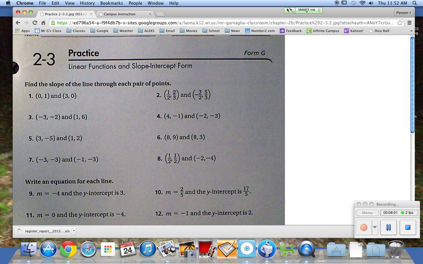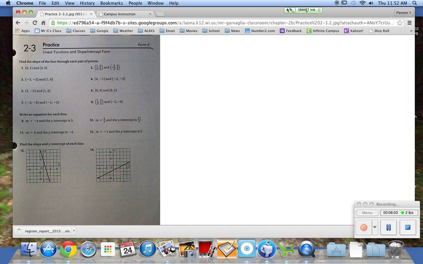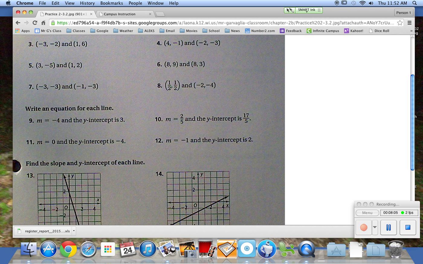We have 2 points. We should be able to figure out what the slope is.